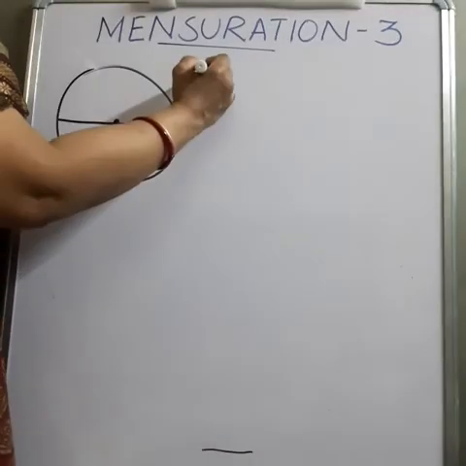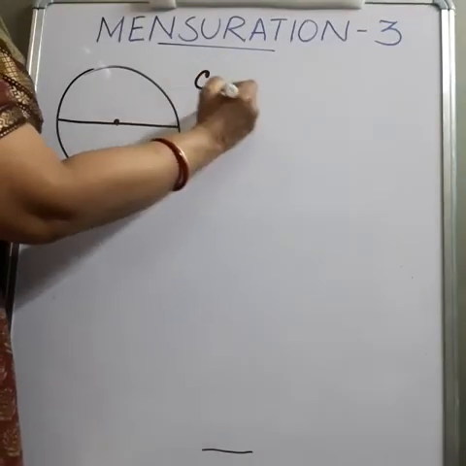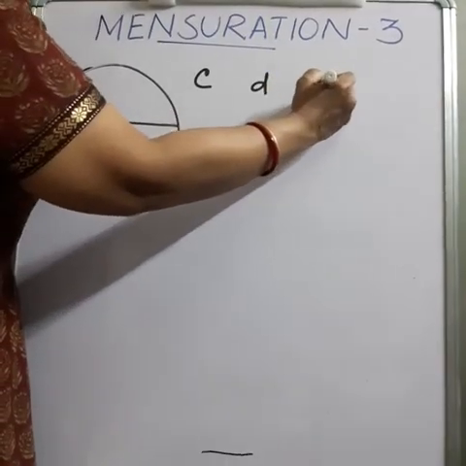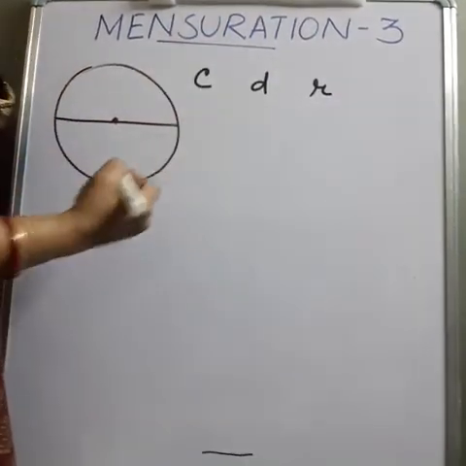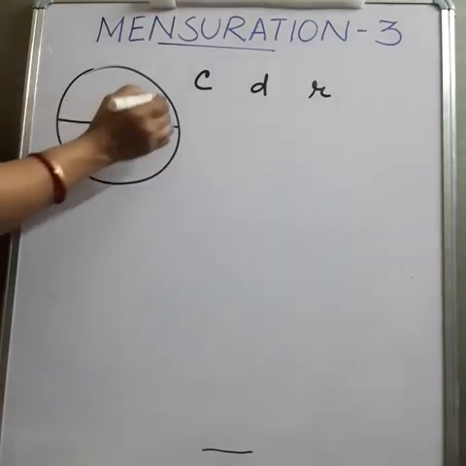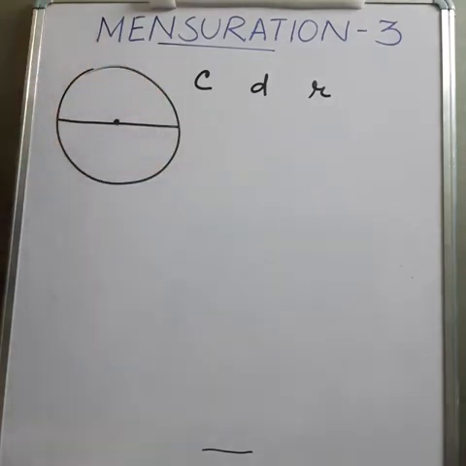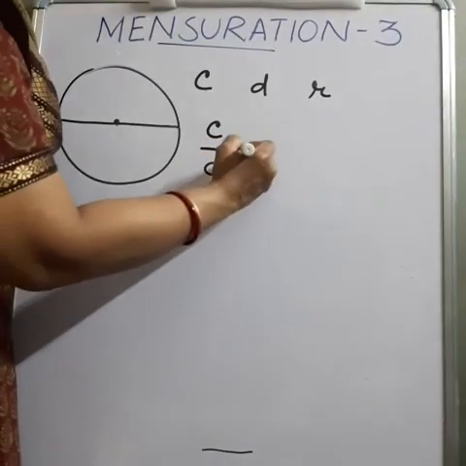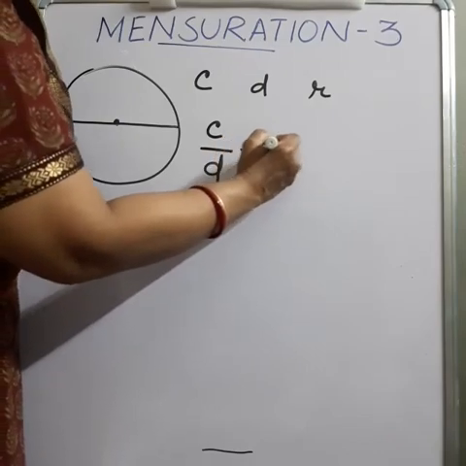So for circumference, we'll write C. For diameter, we'll write D. And for radius, we'll write R. So greater the diameter, greater is the circumference. Means the more is the diameter, the more will be the circumference. If we find the ratio of circumference and the diameter, it comes to be constant.